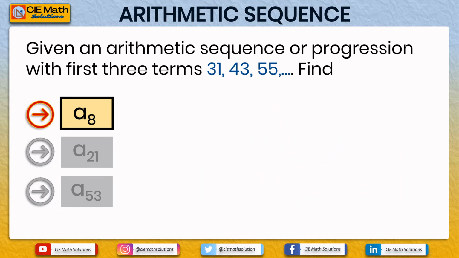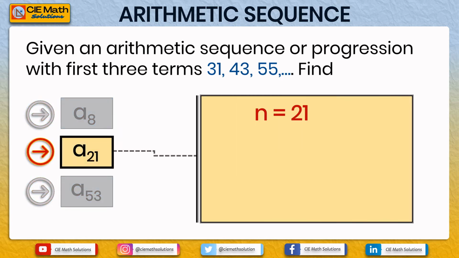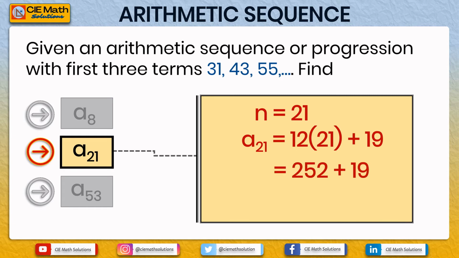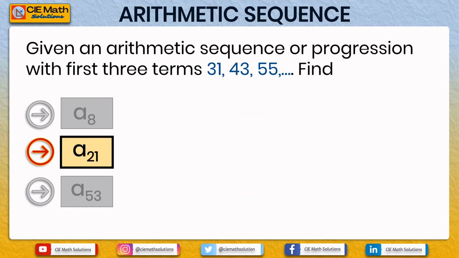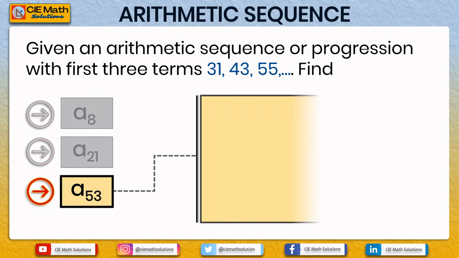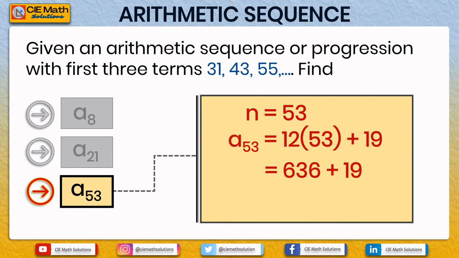To find the second item, which is A21, the value of n here is equal to 21. Substituting this value of n, we will then have 12 times 21 plus 19, which is equal to 252 plus 19. That is equal to 271. For the third item, which is A53, the value of n here is equal to 53. Substituting the value, that will give us A53 equals 12 times 53 plus 19. That is 636 plus 19, which is equal to 655.